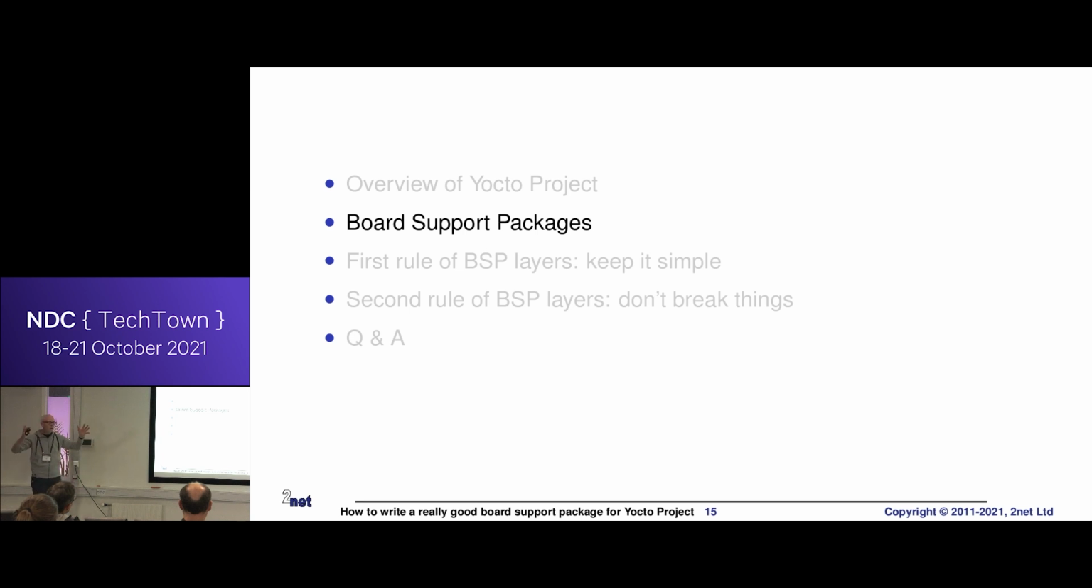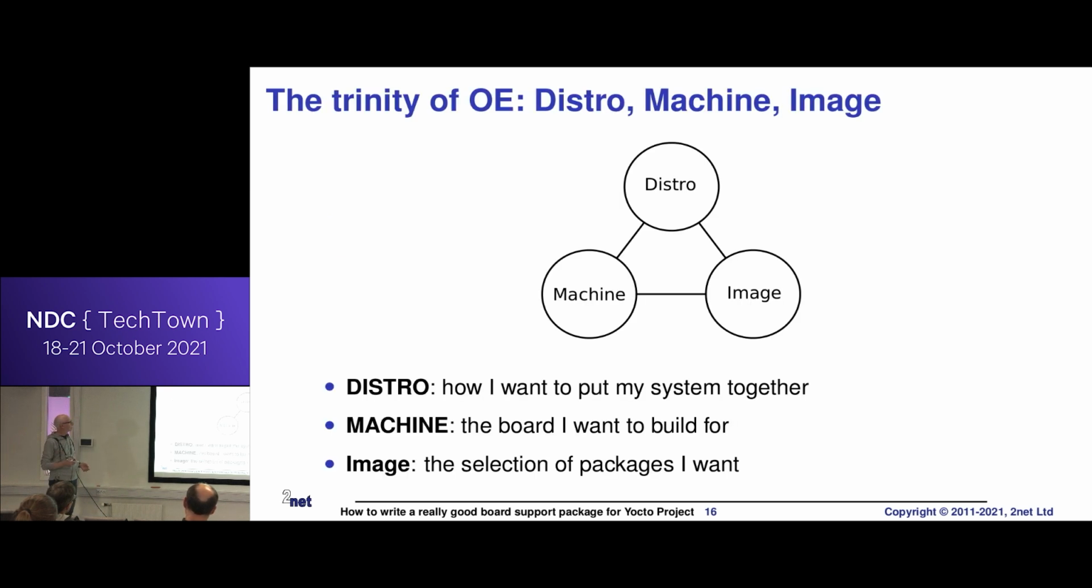Okay, so that's the basic structure of the Yocto Project. So now let's look at the layers, and in particular board support package layers. There's what I call the holy trinity of OpenEmbedded and Yocto Project: distro, machine, image. So the distro is how I want to build my system. That's the policy, which versions of packages do I want to use, that kind of thing. So high-level stuff. The machine variable is the board, in other words, the board support package I want to use. And then the image is the image recipe I will use when I build the target images.